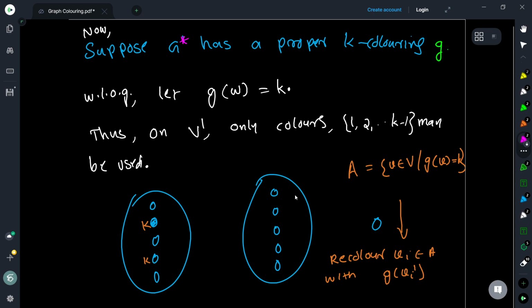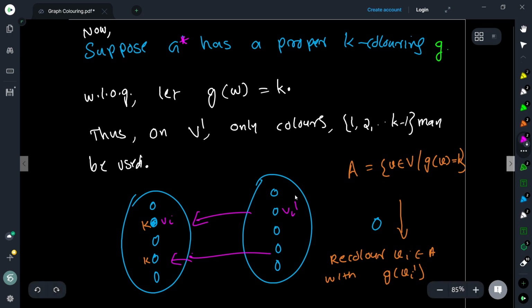I am going to recolor these vertices with the color which is appearing on. So if Vi is the vertex colored k, I will take Vi dash and look at the color of Vi dash, which is from 1 to k minus 1, and use that color to color the vertex Vi also. So this I do, and then I will end up in a coloring of G using at most k minus 1 colors, which cannot happen, and therefore it's a contradiction.